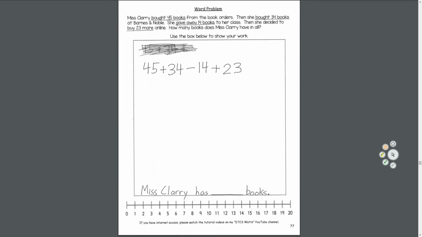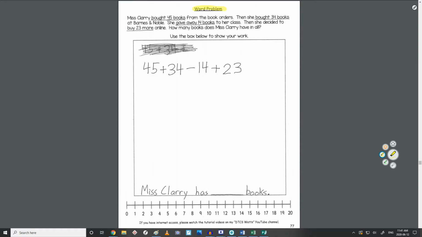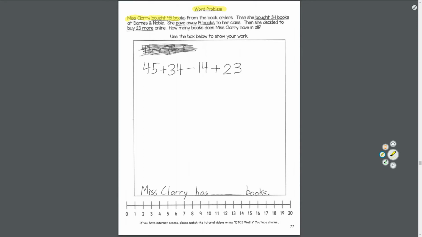This is a word problem. And we got to read the question and figure out what kind of math to do. Word problem. Miss Clary bought 45 books from the book orders. Then she bought 34 books at Barnes and Noble. That's a bookstore. She gave away 14 books to her class. Then she decided to buy 23 more online. How many books does Miss Clary have in all? Use the box below to show your work.